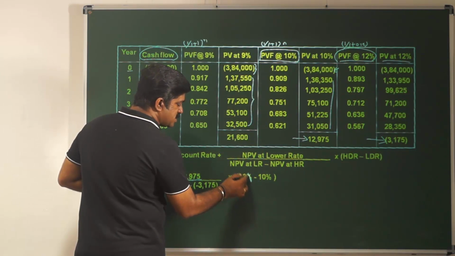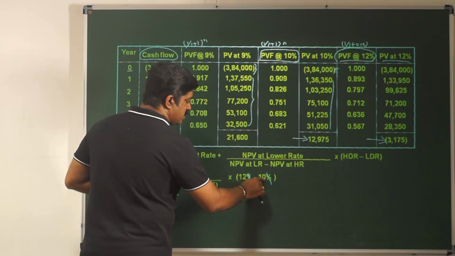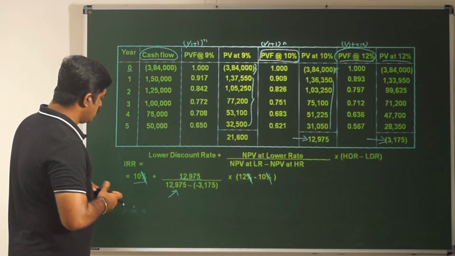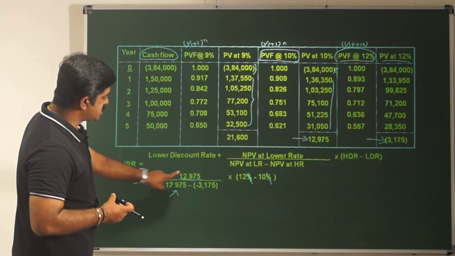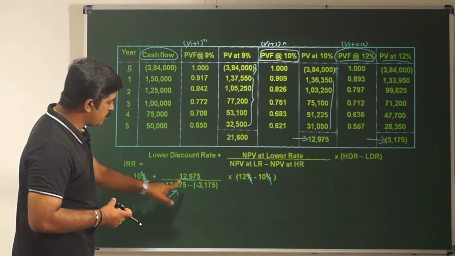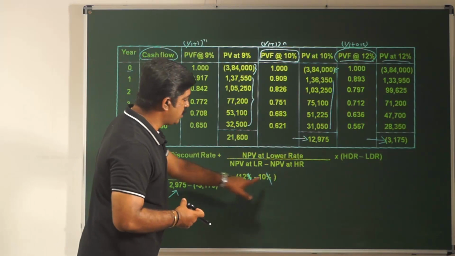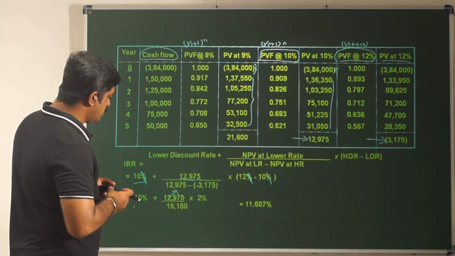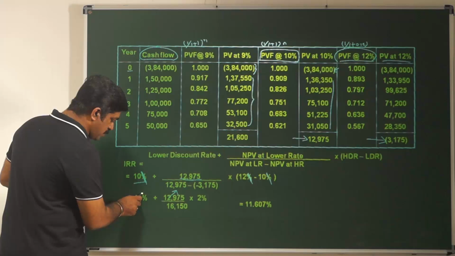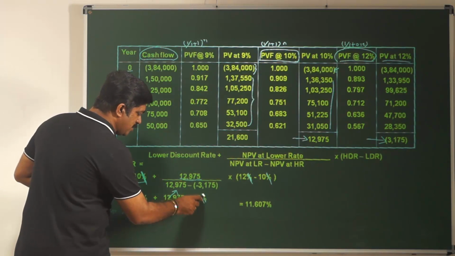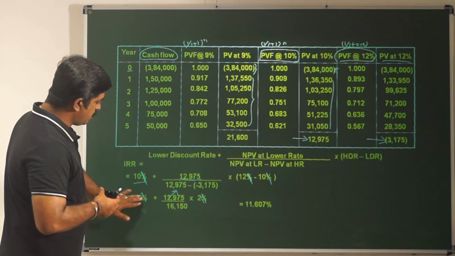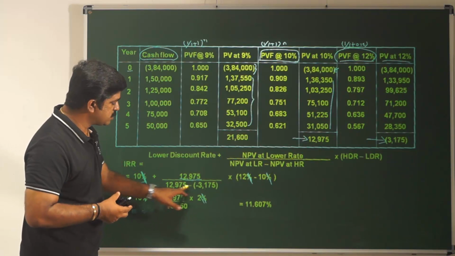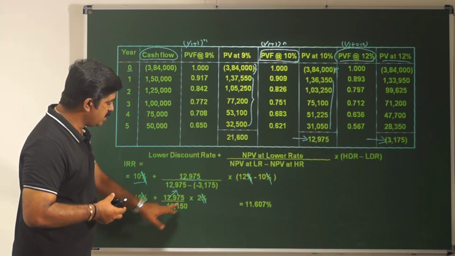Let me cut these percentages. We'll simply say it is 12 minus 10. Okay. Here also I want to cut this percentage. I don't want this now. Okay. So it is 10 plus 12,975 divided by 12,975 minus 3175 multiplied by 12 minus 10. So this calculation takes me to something like this. Eventually, I am removing all these percentages. Eventually we'll express everything in percentage. So it is 10 plus 12,975 divided by, look at here, 12,975 minus of minus, so it becomes plus 3175. So it is 16,150 multiplied by 2.